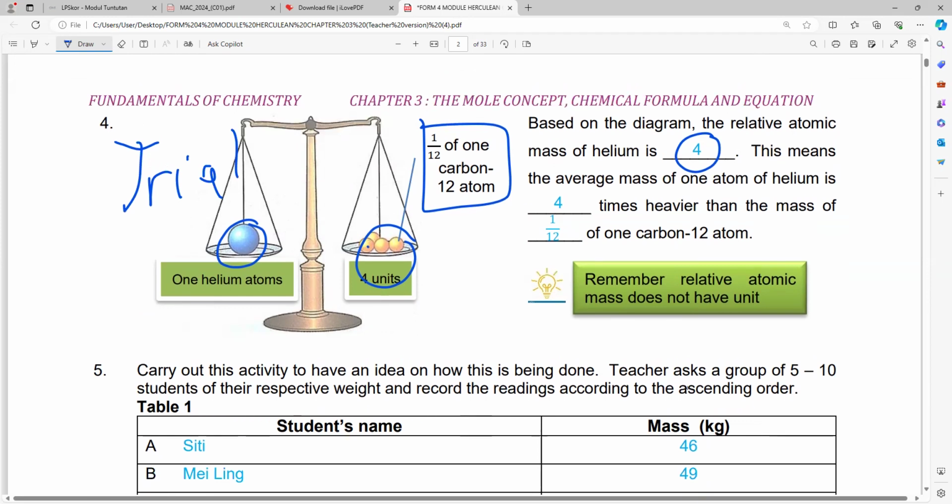Okay, so you need to remember the relative atomic mass has no unit. This is so important. So many students write down the answer and then put gram or gram per mole. Gone. They totally don't get the mark there.